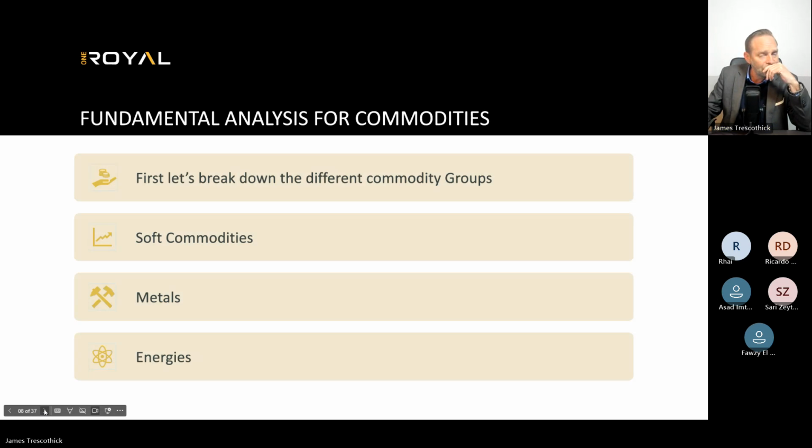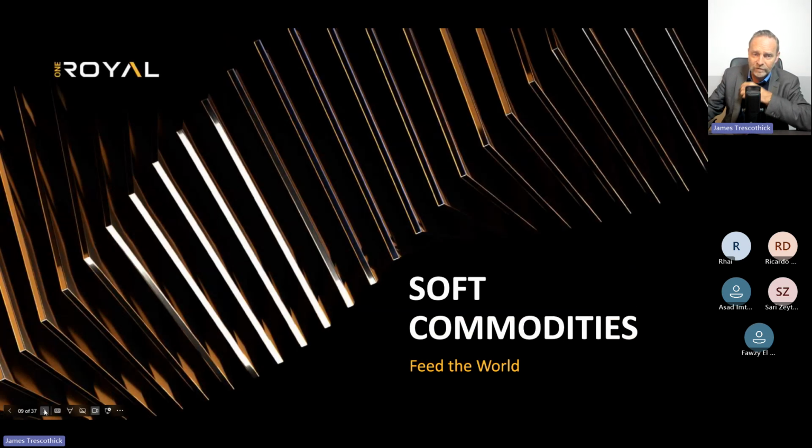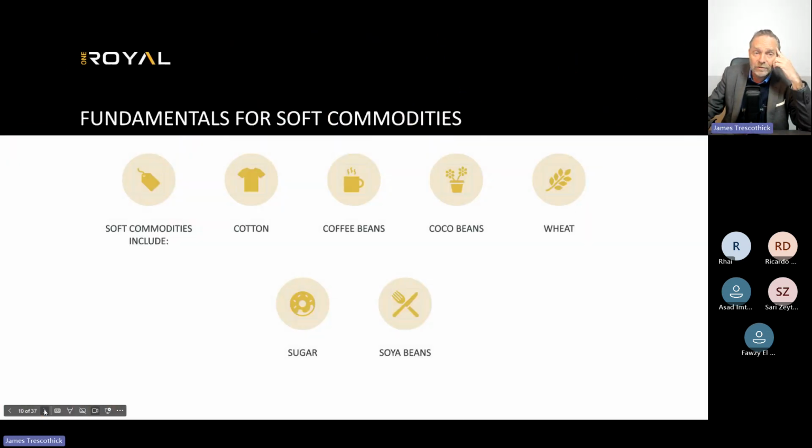Now, let's break down the different commodity groups. We have soft commodities, we have metals, and we have energies. Starting off with soft commodities, feeds the world. These include the likes of cotton for clothing, coffee beans for your coffee. We've got a coffee right here. Cocoa beans for chocolate. Wheat for bread. Sugar and soya beans.